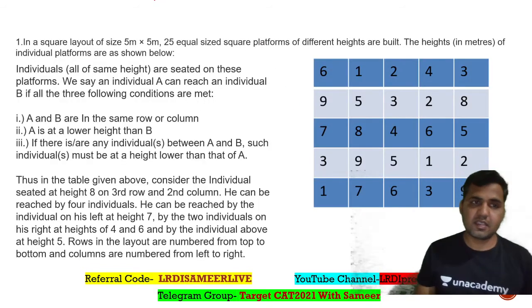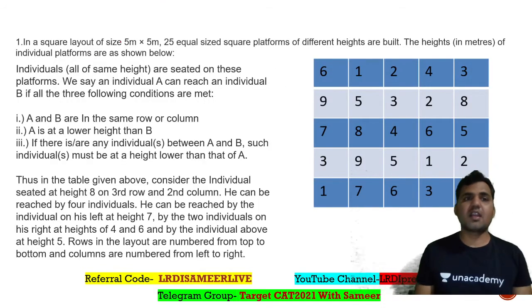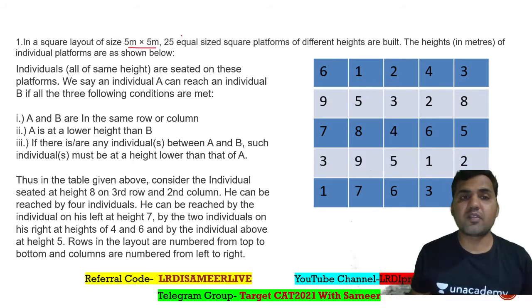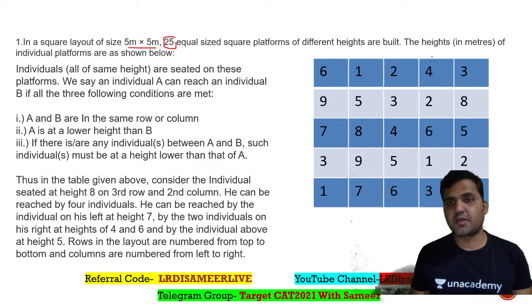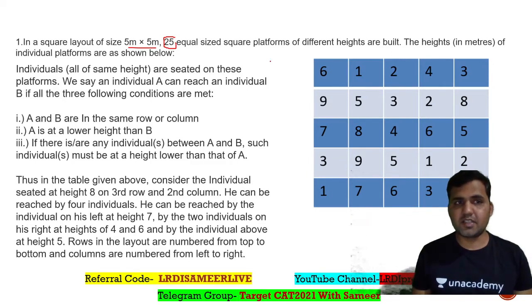Guys, this is the set that we'll be discussing: in a square layout of size 5 into 5, 25 equal size square platforms of different heights are built. The heights in meters of individual platforms are as shown below. It's very important, guys, that you read the instructions carefully.